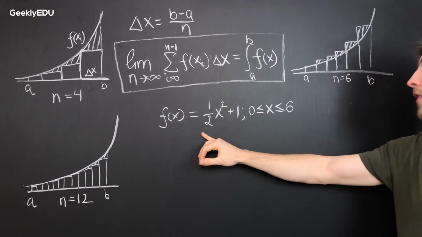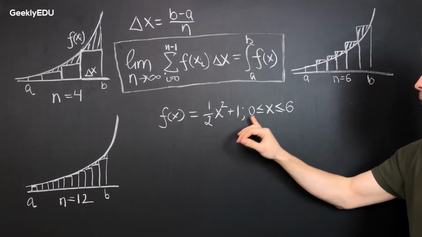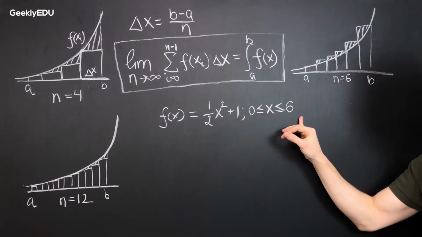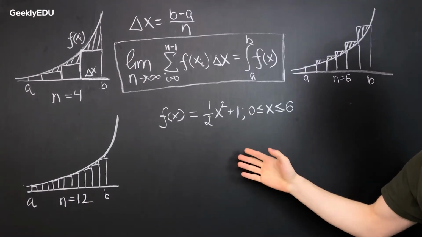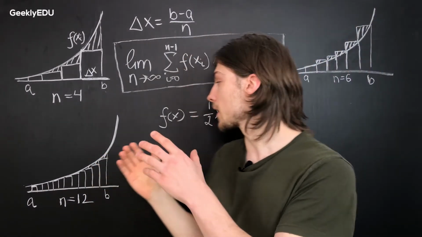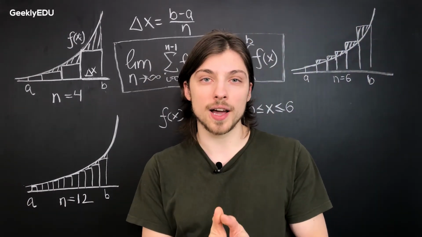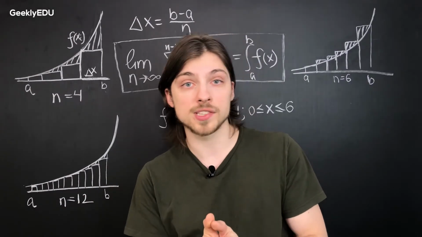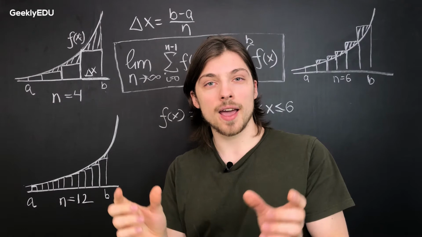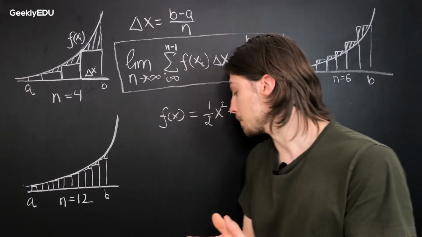So here we have a function f of x, and we have this interval from 0 to 6. Let's say we wanted to calculate the Riemann sum for this particular interval of this function. So let's try and do that, and we will use both the left Riemann sum and the right Riemann sum to see what numbers we get and how far they are from the real area under this curve.